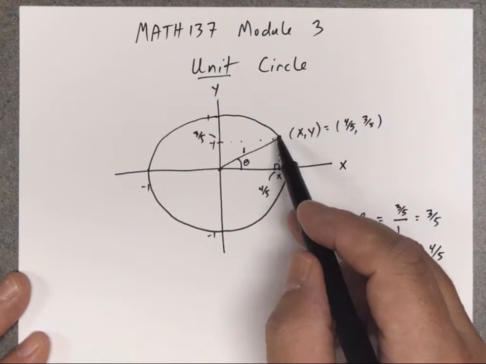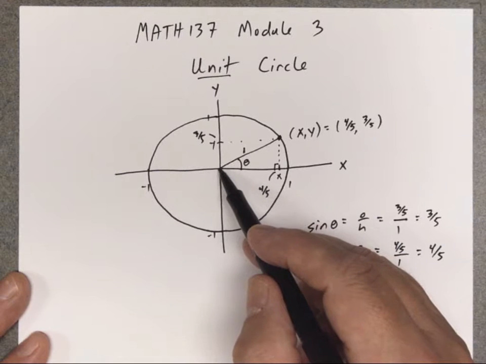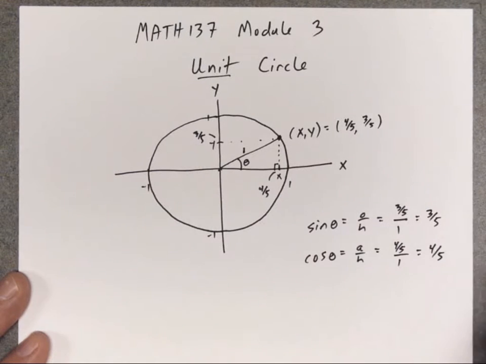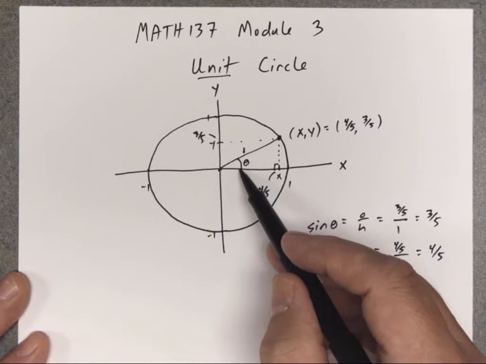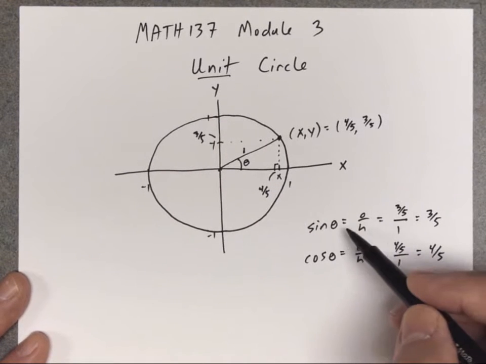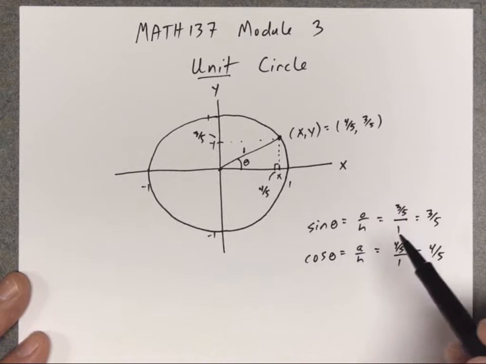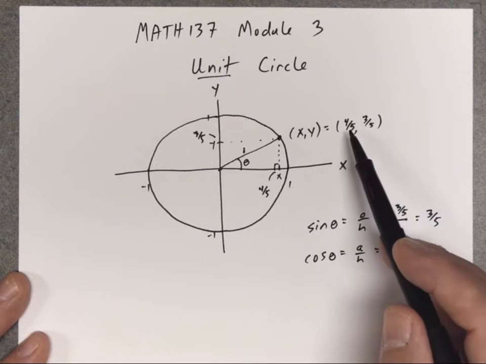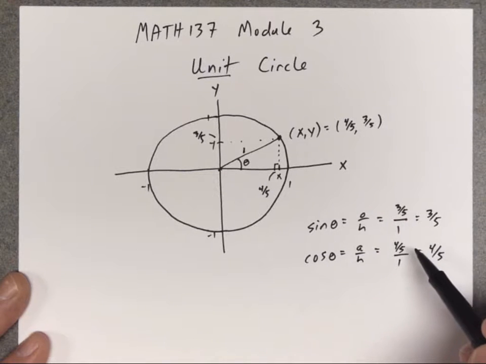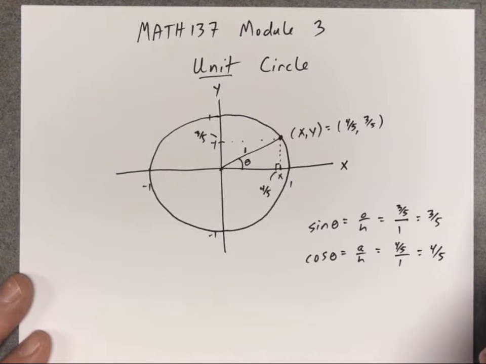I took that point and created a triangle from the origin to that point. We called that angle theta. Then I decided to get the trig functions for this angle. And lo and behold, the sine of that angle is 3/5, which is the same as the y, and the cosine of the angle is 4/5, which is the same as the x. So this is an example of the key idea of the unit circle.